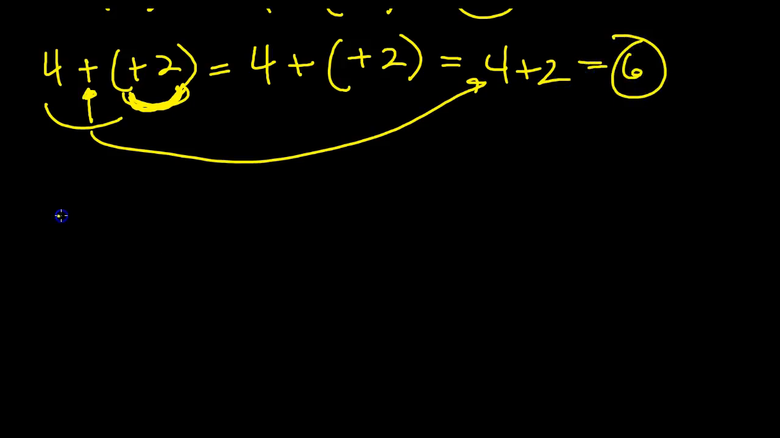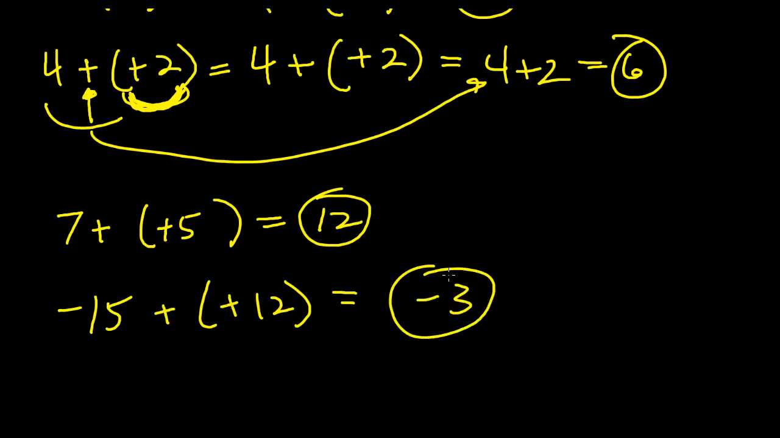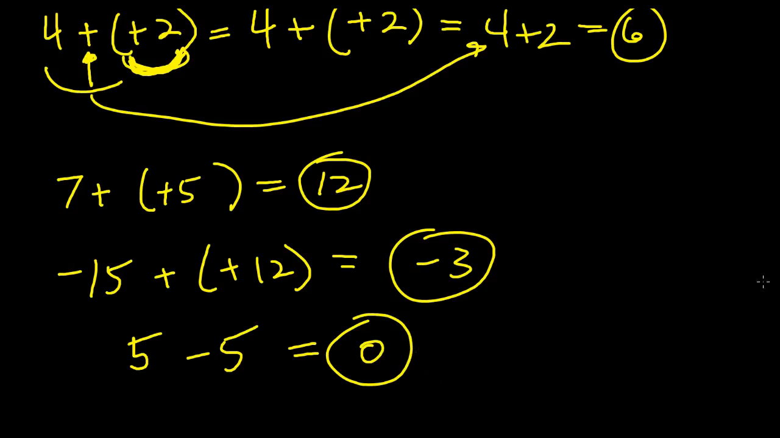Of course, 7 minus minus 5, and again, negative of a negative is positive, and 7 plus 5 is 12. Minus 15 minus minus 12, well, again, negative of a negative is positive 12, so minus 15 plus 12 gives me a minus 3. 5 minus 5, if you subtract a number from itself, of course, you get a return of 0. 0 is what they call the arithmetic identity for that reason.